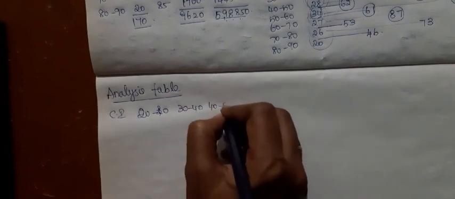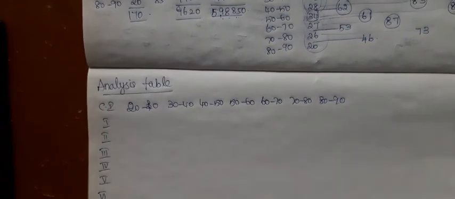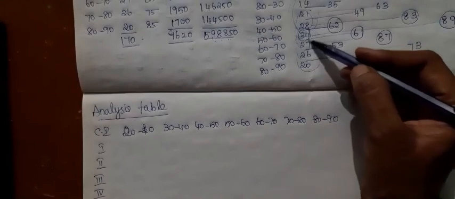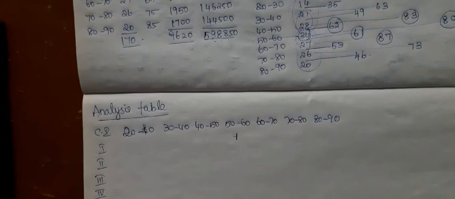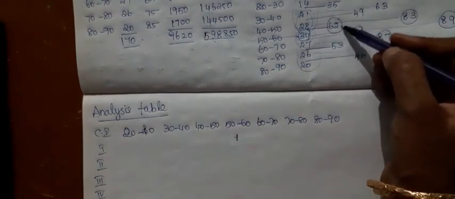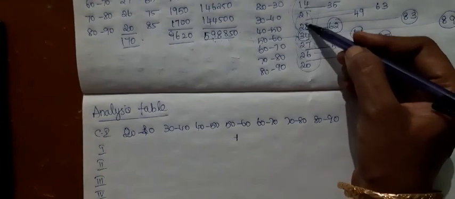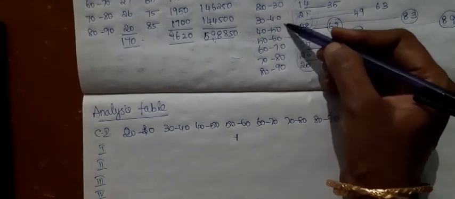Class interval in the topmost row, column numbers in the leftmost column. In the first column, maximum value is 34. It corresponds to 50 to 60. So against 50 to 60, I put a tally. In the second column, maximum value is 62. You got it by adding these two numbers, so 40 to 50 and 50 to 60.